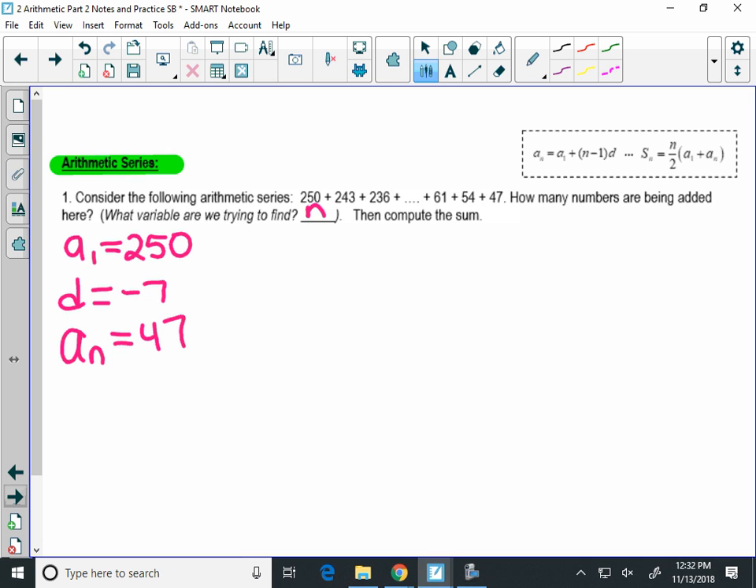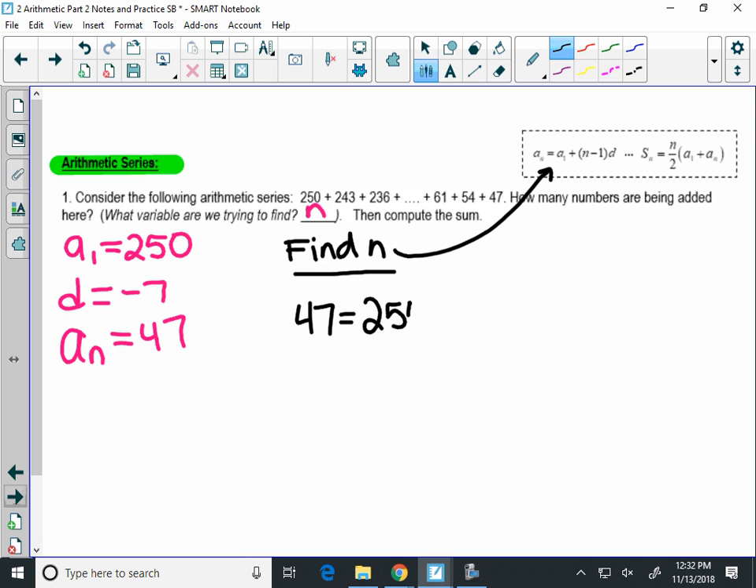How do you think I should go about finding n? Use the first equation. So we're going to find n using that equation that's on the left, the a sub n formula. So you're going to put what you know into the formula. So we'll put 47 in for a sub n equals 250 plus, not plus, because what's my common difference this time? Minus 7 times n minus 1.